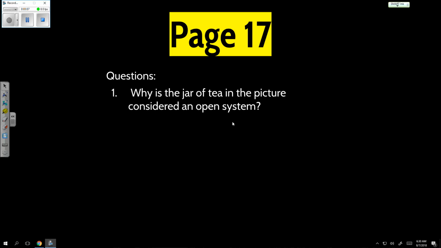This jar of tea is an open system. Both matter and energy can enter and leave the system. Highlight that statement. The question, why is the jar of tea in the picture considered an open system? The jar is an open system because both matter and energy can enter and leave.